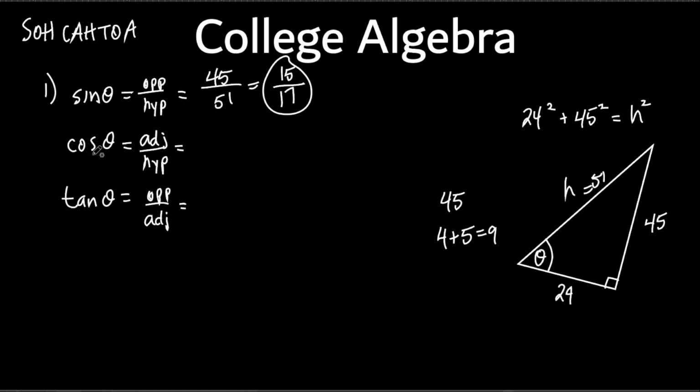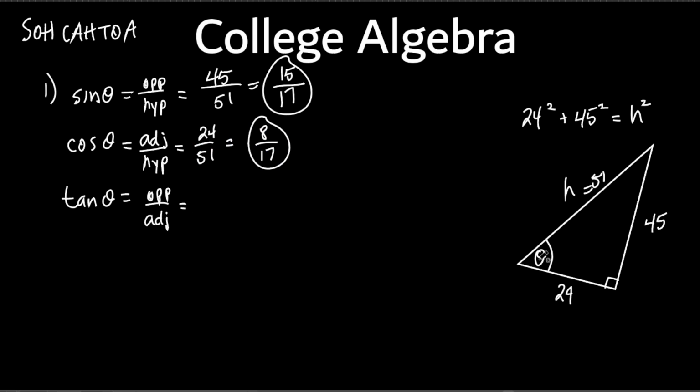So now the rest is pretty easy because now all I do is just look to see which one's opposite, adjacent, hypotenuse, and I can just plug that stuff in now. So cosine. The cosine of the angle is the adjacent over the hypotenuse. So that's 24 over 51. 3 goes into that 8 times. 3 goes into that 17 times. So that's the answer for that.